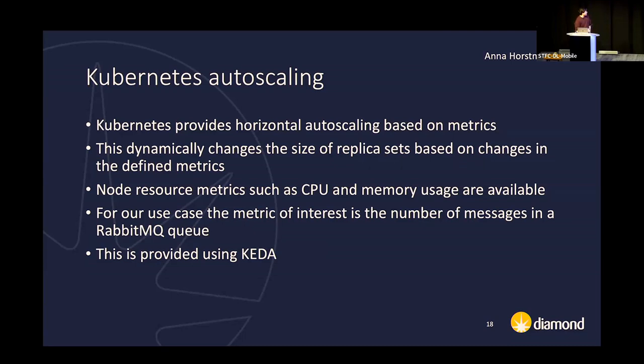But one of the things that Anna's worked with the cloud team at Diamond to do is get the route and queue length added as a metric for this. So if messages start building up in a queue for a particular service, it will auto scale the service and deal with the backlog.